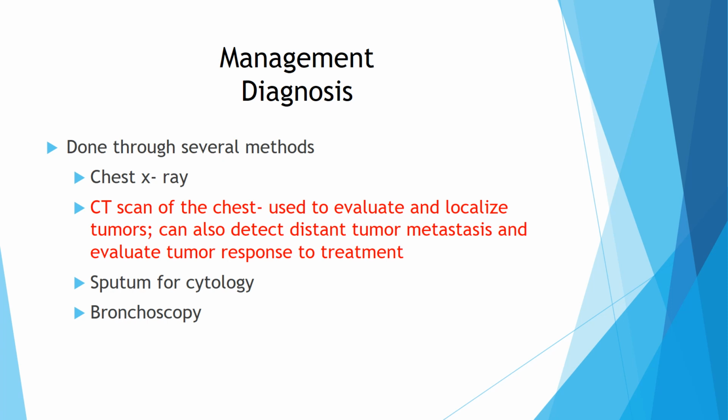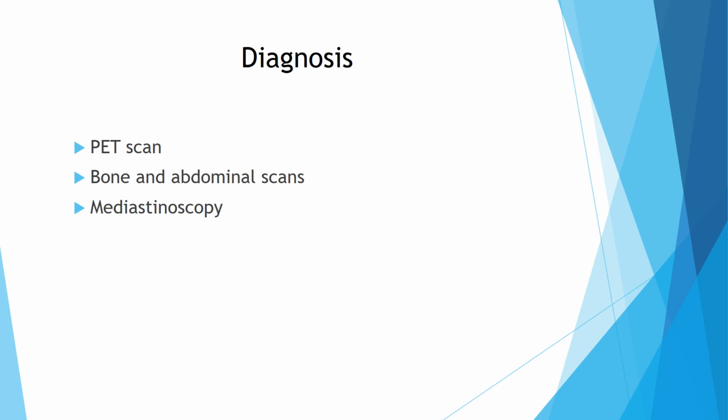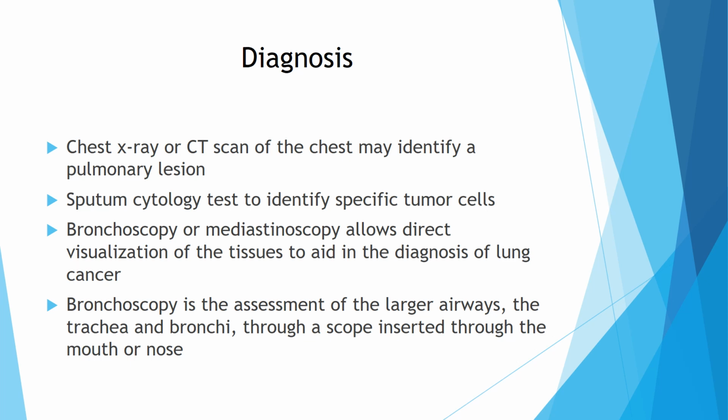We can also do a sputum for cytology. We can do a bronchoscopy. We can do a PET scan. The doctor may order bone and abdominal scans, or we can perform a mediastinoscopy. So, a chest x-ray or a CT scan of the chest may identify a pulmonary lesion. Sputum cytology tests to identify specific tumor cells. Bronchoscopy or mediastinoscopy will allow direct visualization of the tissues to aid in the diagnosis of lung cancer.